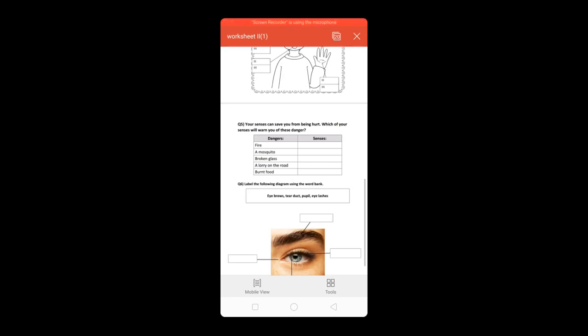Question number 6. Label the following diagram using the word bank. Now what you have to do is use the word bank which has been given to label the different parts of the eye. For instance, the eyebrow, eyelash, pupil and the tear duct. I would also like to mention there is a slight error in the label that is indicating the pupil. So kindly ignore that error and continue solving the worksheet.